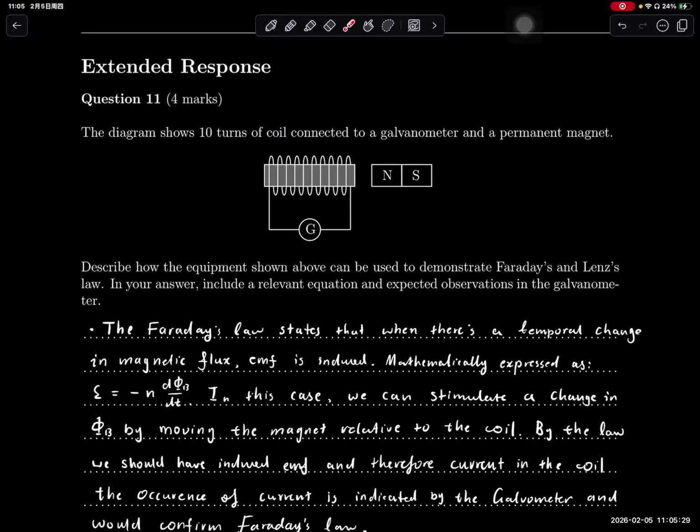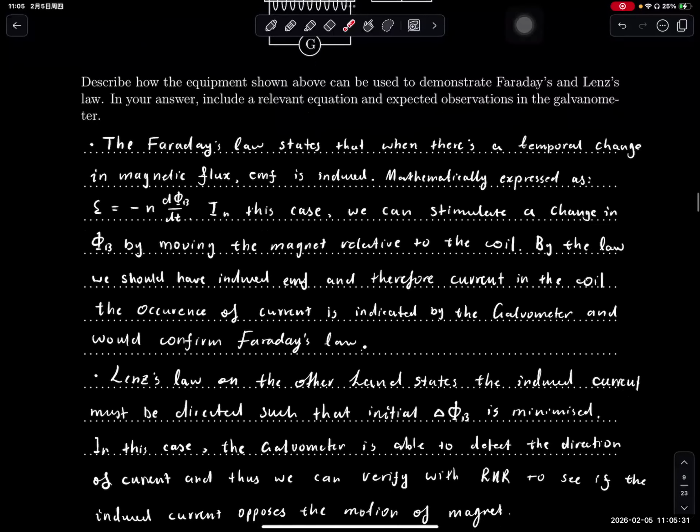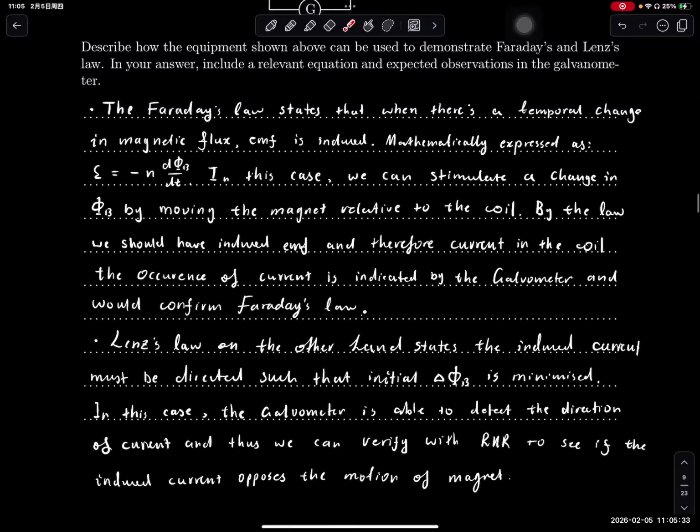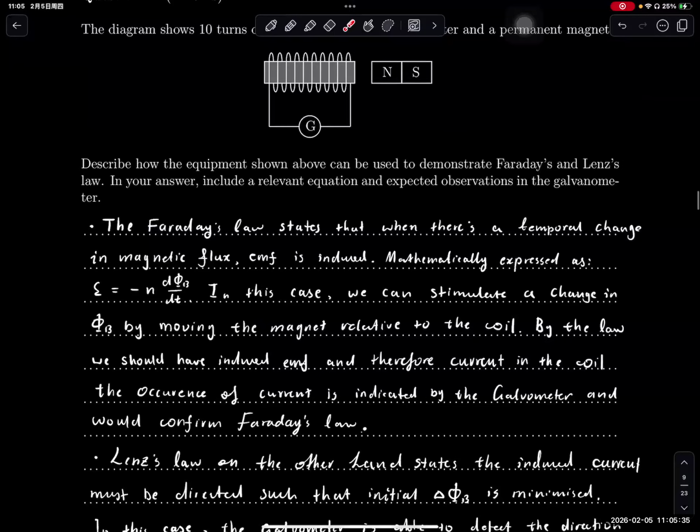So I split this question into two dot points, in the sense that I demonstrated Faraday's and Lenz's law separately. Beginning with the introduction, just by stating what Faraday's law is, you always need to do this. Faraday's law states that when there's a temporally changing magnetic flux, meaning a change with respect to time, EMF is induced, and then you write down the mathematical equation.